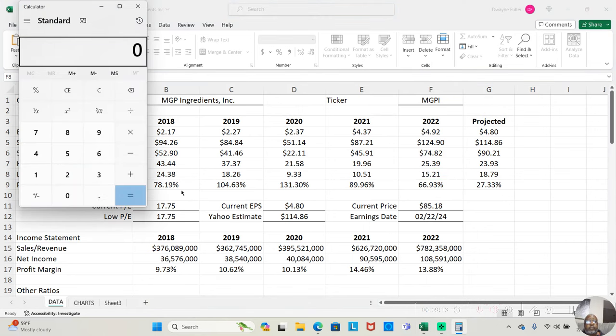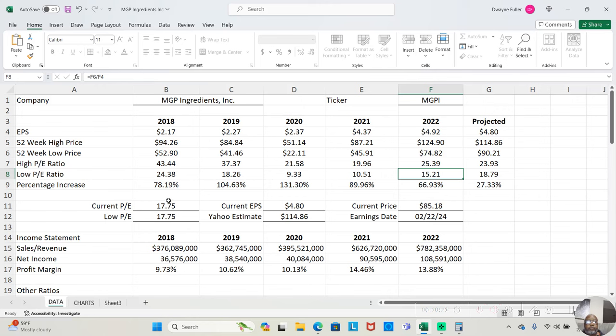So, for example, if this stock was to drop to its low PE, I'm not going to count the one in 2020, that was COVID lockdowns, 9.33. But let's go to 10.51 in 2021 and multiply that by the current earnings per share, 4.80. That gives us $50.44. So what that tells us is, in all probability, if the PE were to fall to 10.51 again, it would drop as low as $50.44 a share.